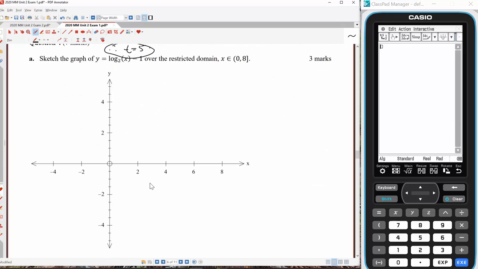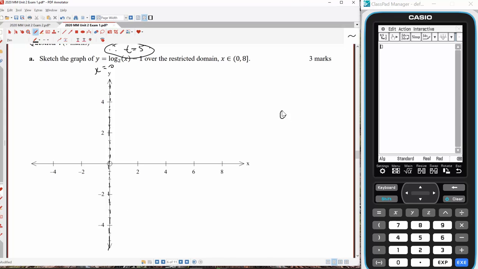Okay, so we've got a log sketch here where it's between 0 and 8. All right, so this negative 1 is a vertical translation. So what will happen is it'll still be asymptotic down this line here. So the asymptote doesn't move. And it's going to go something like that.